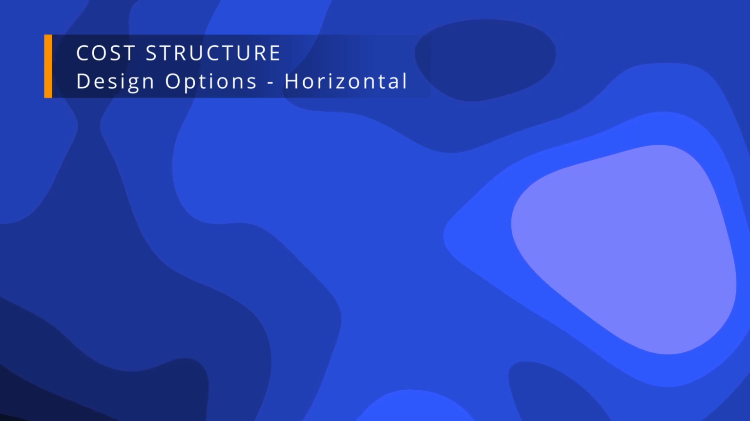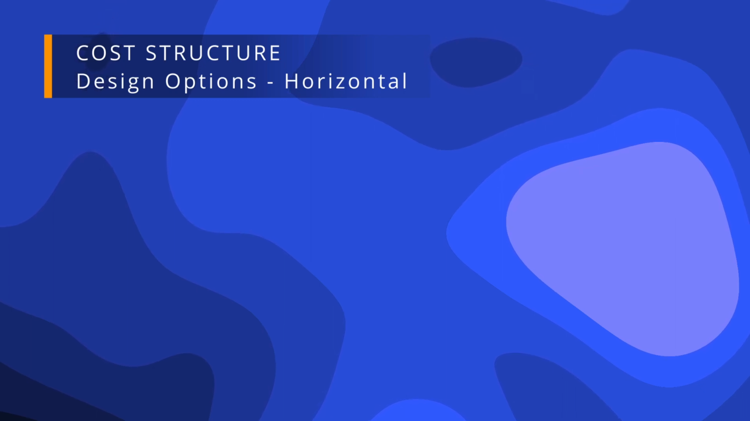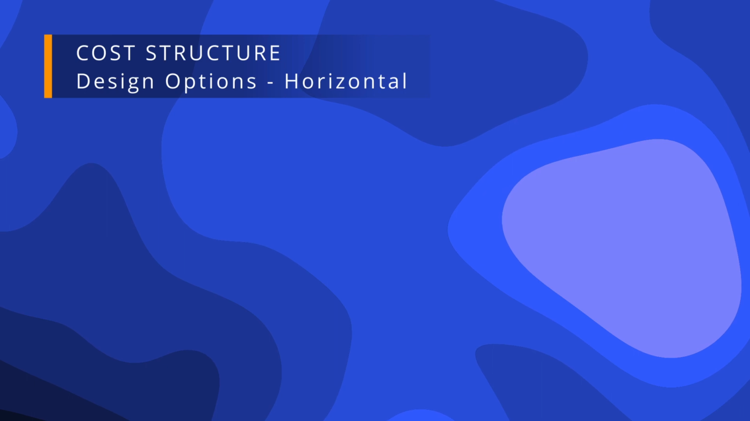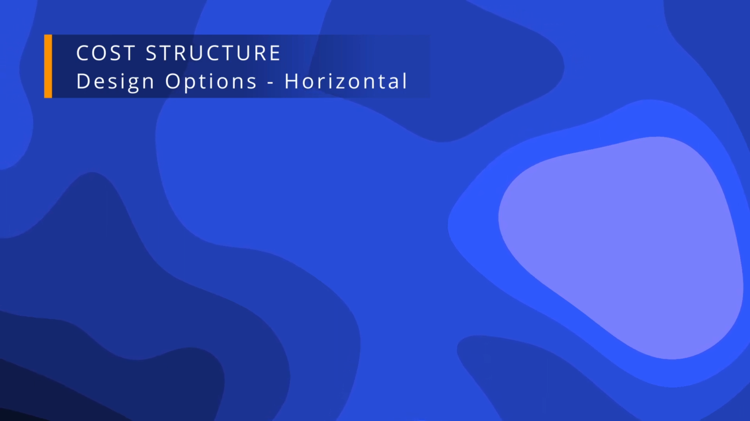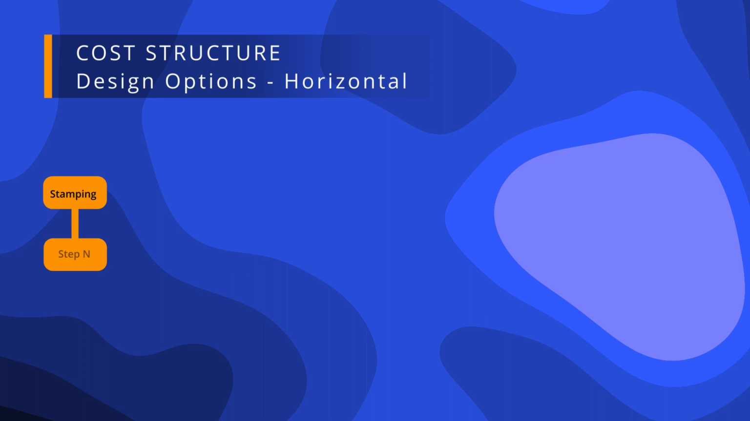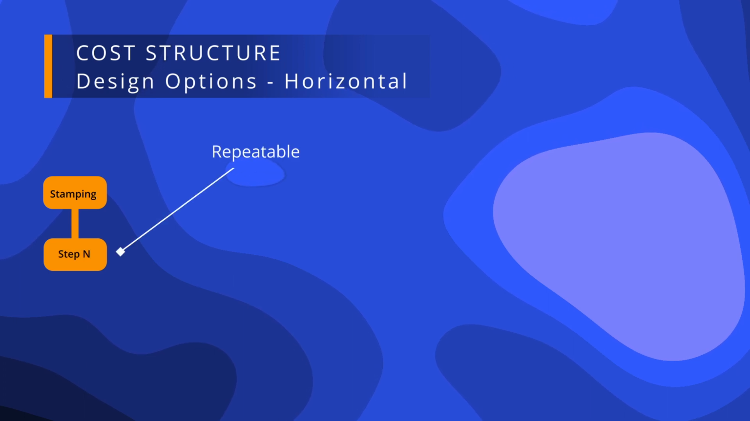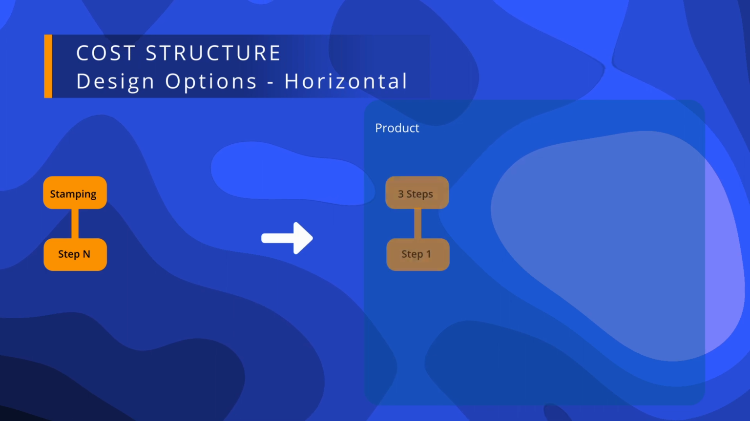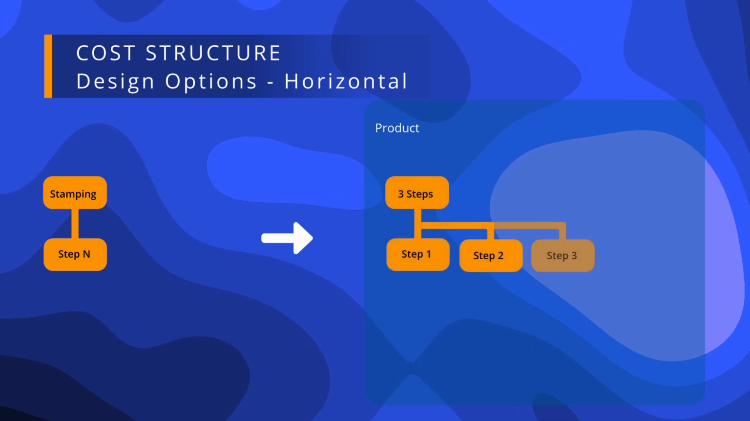Let's look at each of these ways before we decide. Each method leverages either the mandatory or repeatable features of cost items, and has its drawbacks. The horizontal method exploits a feature that allows cost items to be repeatable. If we use this method, we'd have a cost item representing a step and set it to repeatable. Then when we implement this cost structure in the product, we could just repeat it for each stamping step.